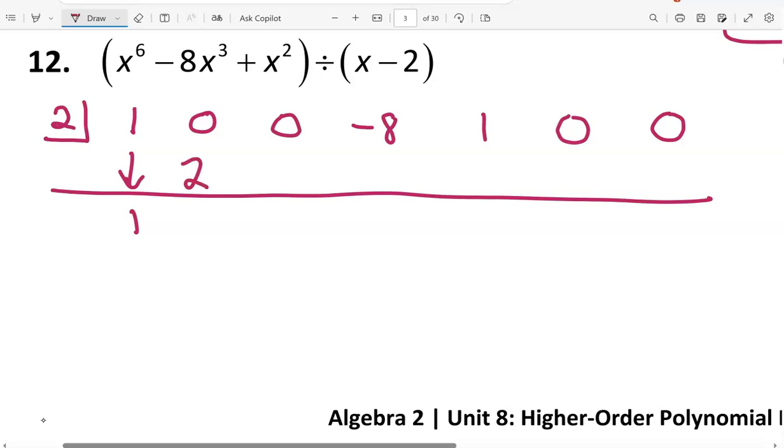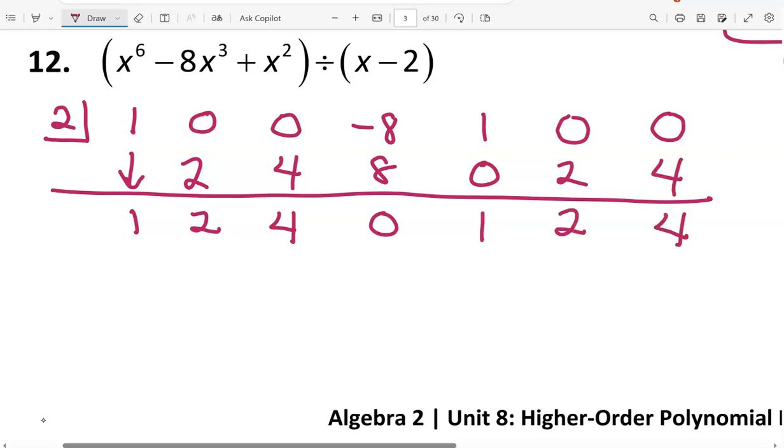1 times 2 is 2. Add that column, that's 2. 2 times 2 is 4. Add that column, that's 4. 4 times 2 is 8. Add that column, that's 0. 0 times 2 is 0. 1, add that column, and that's 1. 1 times 2 is 2. Add that column, that's 2. 2 times 2 is 4. Add that column, we get 4.